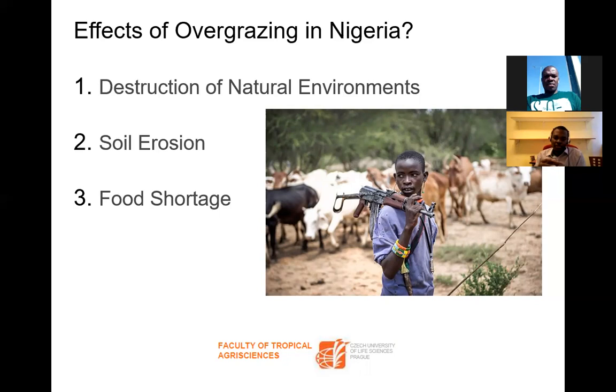Because the vegetation cover helps in preventing soil erosion. However, when the vegetation cover is overgrazed and exposed to elements such as heavy rainfall or flood, definitely it's going to erode the soil. And another point is food shortage. Now, how does food shortage come with the effect of overgrazing in Nigeria?